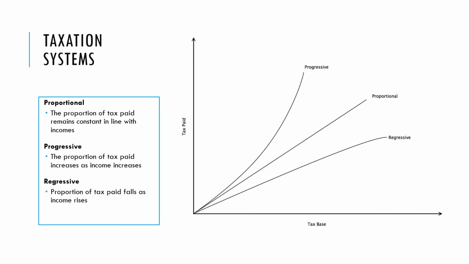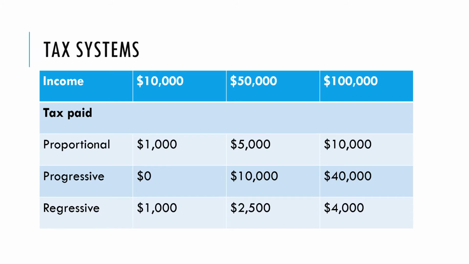The final type of system is a regressive system, and this means that the proportion of our income that we pay as tax falls as our income rises. So here we have a low earner paying this amount compared to their income. When we have a high earner, they've obviously earned a lot more, but the amount they pay in tax actually hasn't gone up by very much. So they're paying less of their income as tax as a proportion. The key here to note is it's always a proportion of income. It's not the absolute amount of tax that's being paid. It's the amount of tax being paid compared to our incomes.